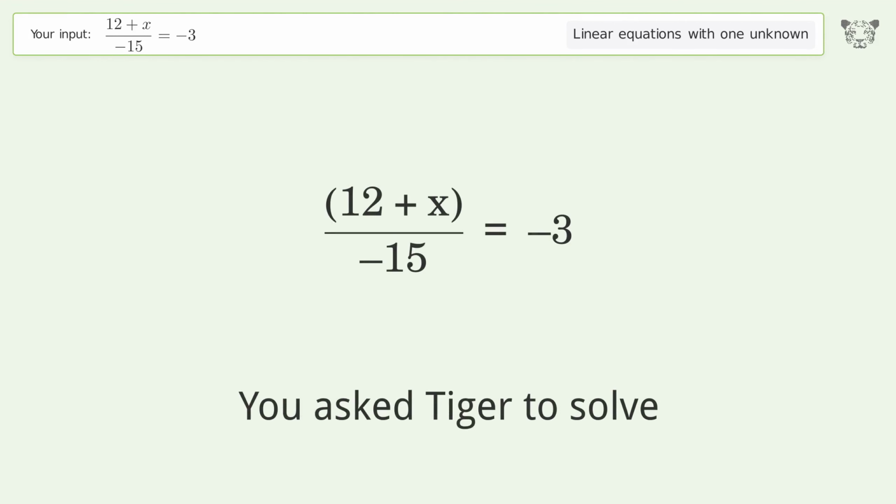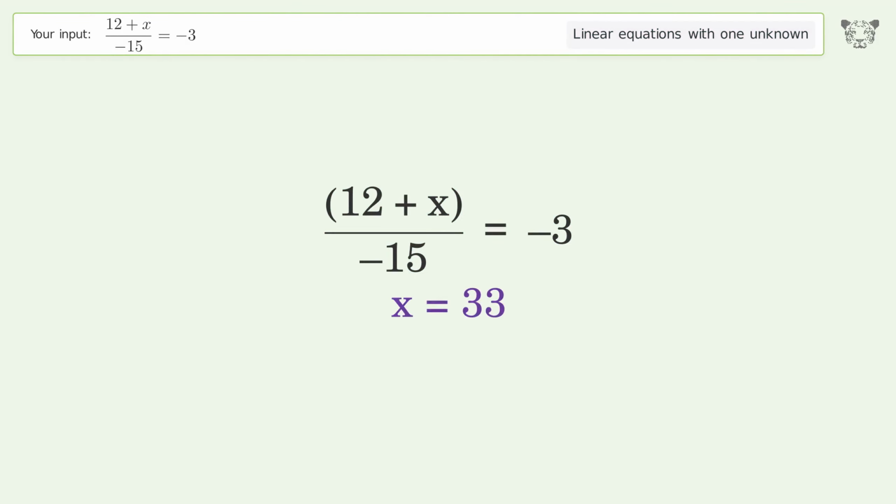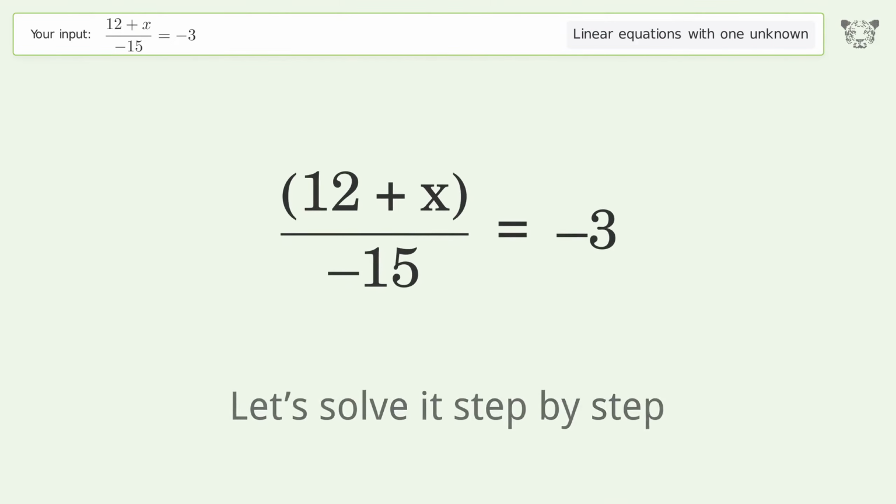You ask Tiger to solve. This deals with linear equations with one unknown. The final result is x equals 33. Let's solve it step by step.